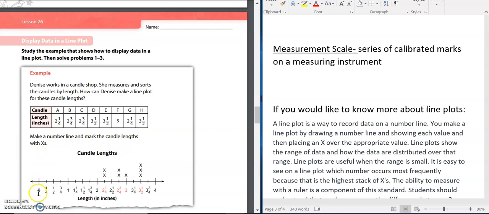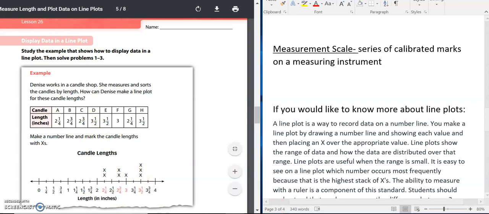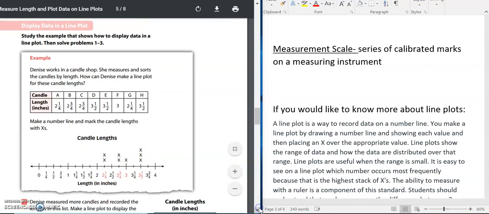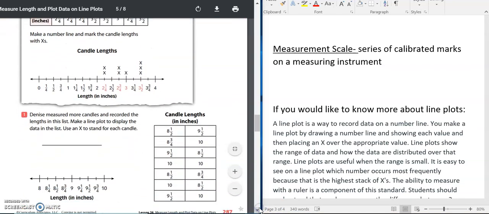So this number line down here goes all the way from 0 to 4 inches. After you've taken all of the data that they've collected and you've placed the X's over your lengths representing the candles, let's see some of the questions they're going to ask us and what we can do.